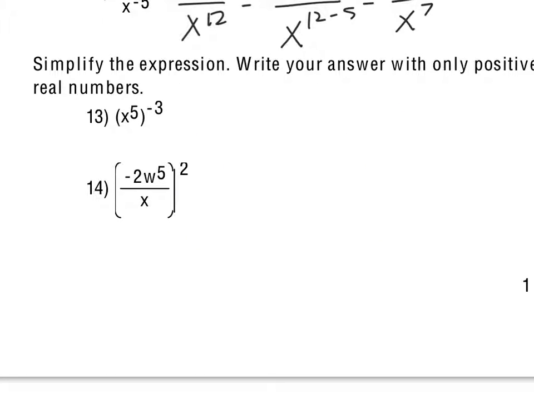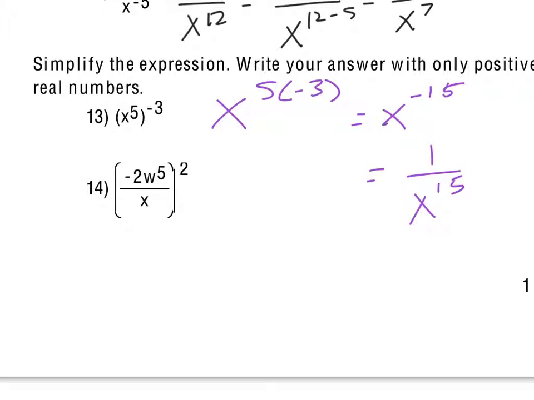For number 13, that's the power of a power property, so I just multiply the 5 by negative 3. I get x to the negative 15th, which I then write without a negative exponent by dropping that down to the denominator, so we get 1 over x to the 15th.